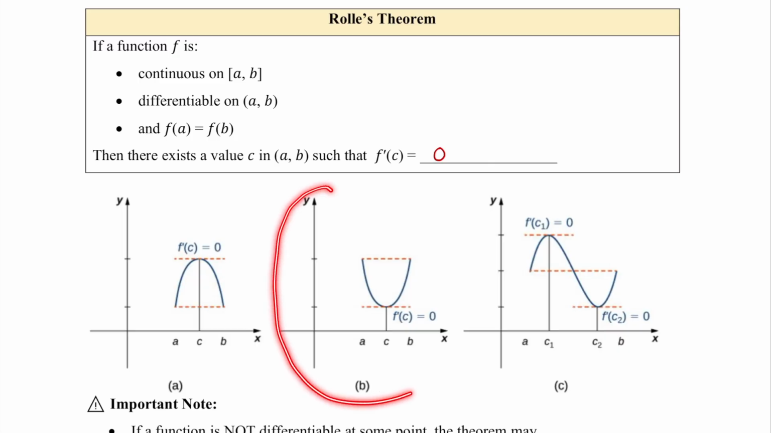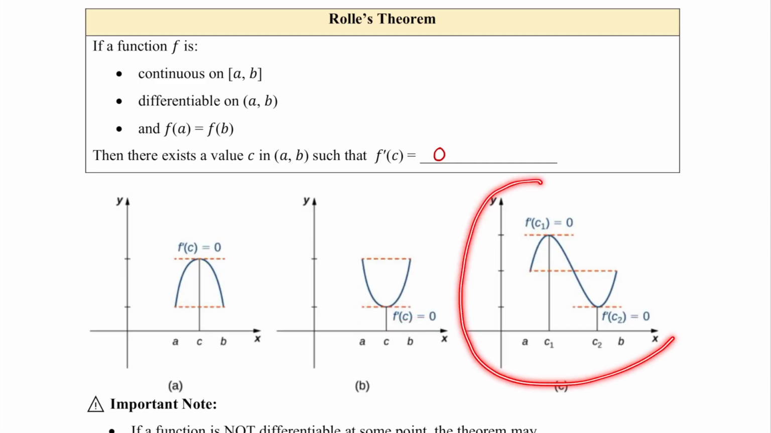From the second graph, again, the endpoints have the same height. The graph goes down and then comes back up. At this point, there is a horizontal tangent line. So the slope here is zero. This shows that there is some number C in between A and B such that f prime of C equals zero.